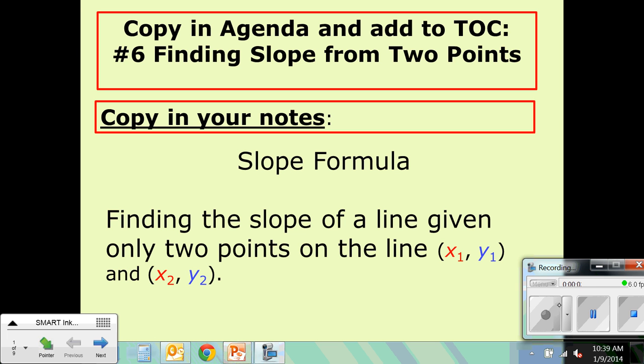The number 6 assignment is finding slope from 2 points. Copy in your notes the title of slope formula, and we're going to be finding the slope of a line given only the 2 points of a line, and we will label them as x sub 1, y sub 1, and x sub 2, y sub 2.